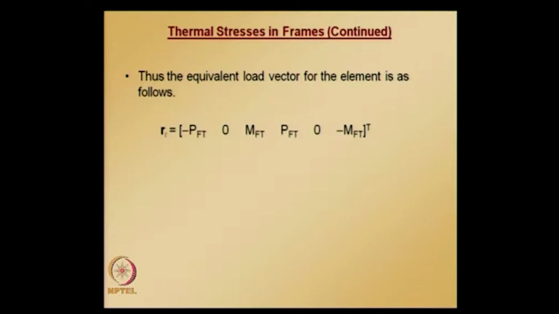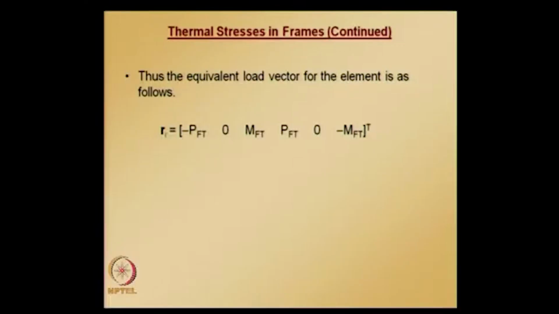So, for a problem in frames which is subjected to temperature changes, the rest of the procedure for assembling the element equations corresponding to the stiffness part is similar to what we have seen in the last class. Using the combination of axial effects and bending effects we can get the stiffness part, and the only difference is if there is a temperature change, then this is how the equivalent load vector can be assembled.